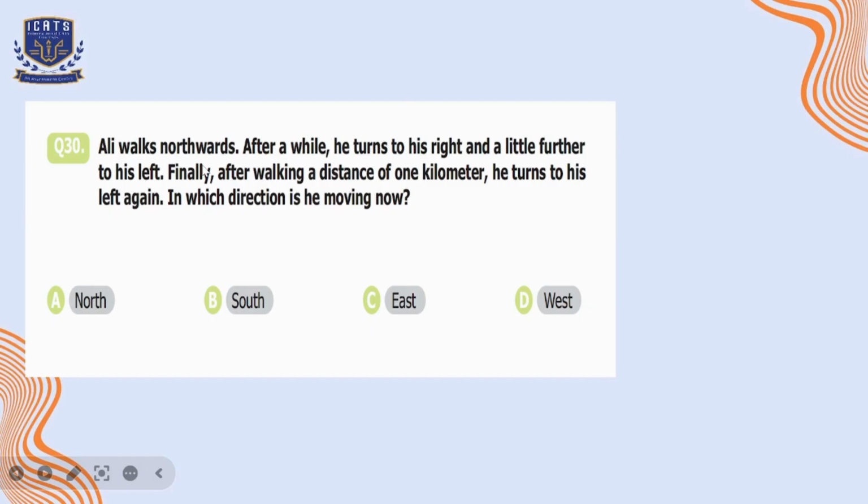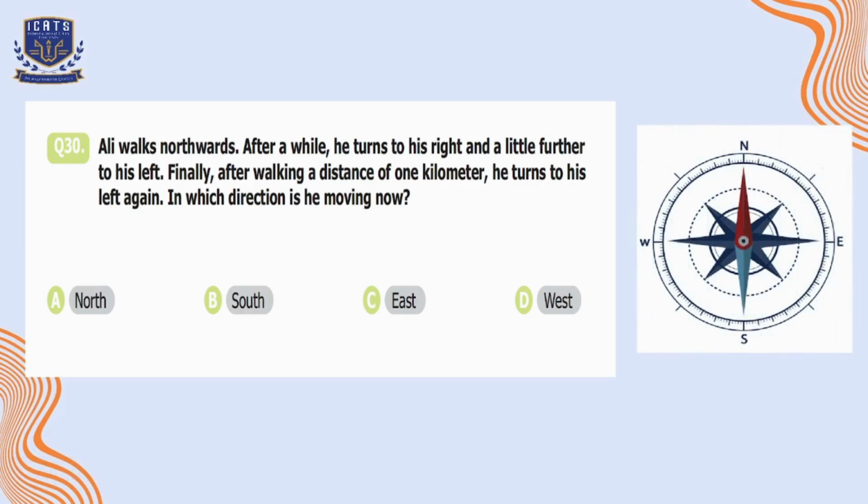Question number 30. Ali walks northwards. After a while, he turns to his right and a little further to his left. Finally, after walking a distance of 1 kilometer, he turns to his left again. In which direction is he moving now? Let me just add a picture of compass here. So first of all, Ali walks northwards. So it means he is moving straight.